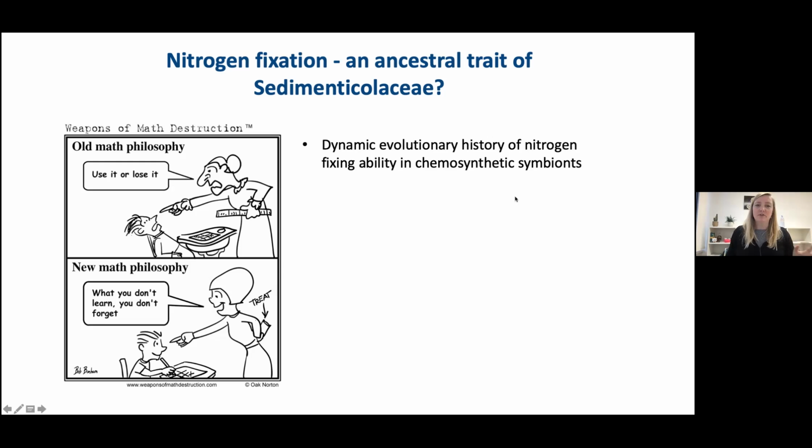Clearly, there's a dynamic evolutionary history of nitrogen fixation, with some symbionts being able to, some not. Since the common ancestor, or the ancestors, Ilochromatium venosum can fix nitrogen, and the free-living Sedimenticola sulfur oxidizers can fix nitrogen, we think that it was an ancestral trait of this family of Sedimenticolaceae and that it has been lost multiple times. And this loss is often linked to environmental conditions. So colonization of the deep sea, that's typically not nitrogen limited.